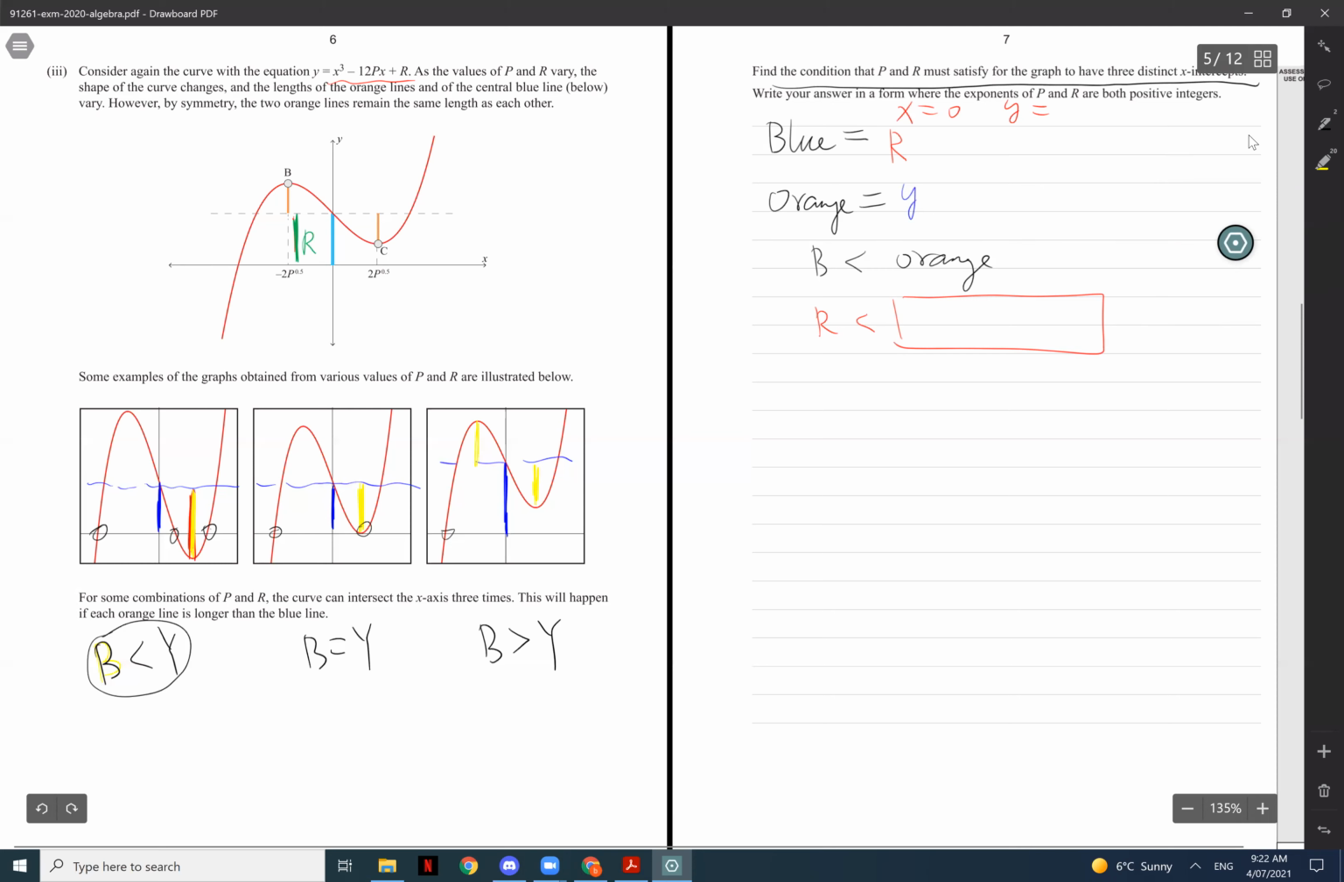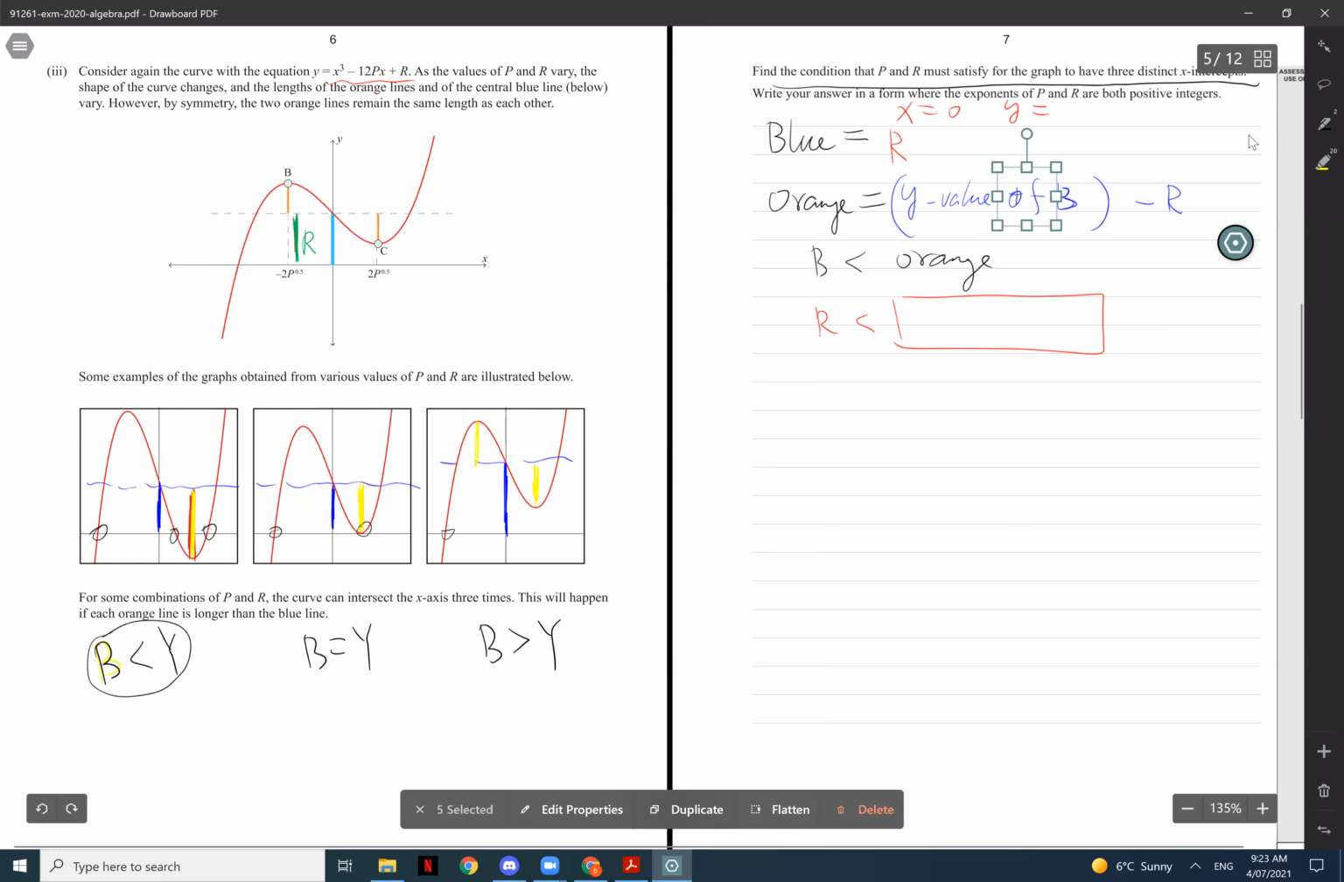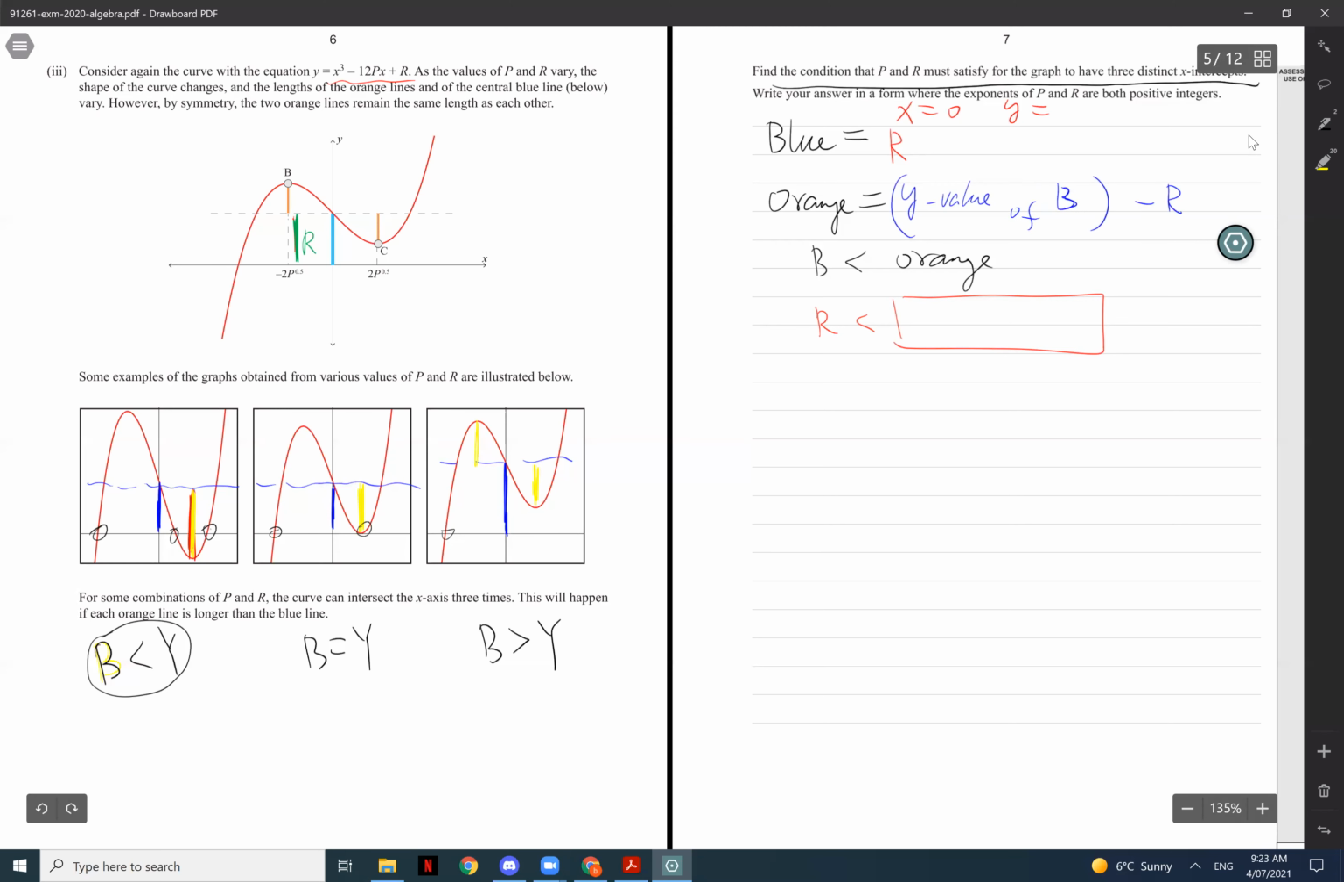This is R. So the orange one equals the y value of B minus R. The y value of point B minus R, because the y value of B is right here. Minus R, we got orange.